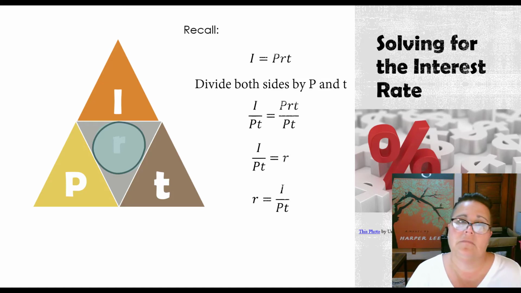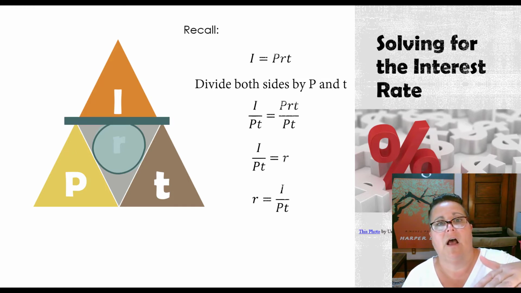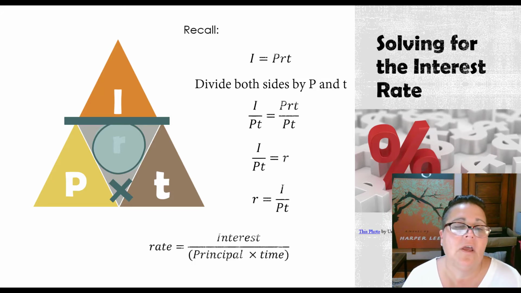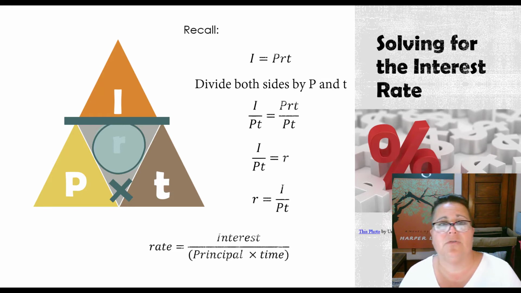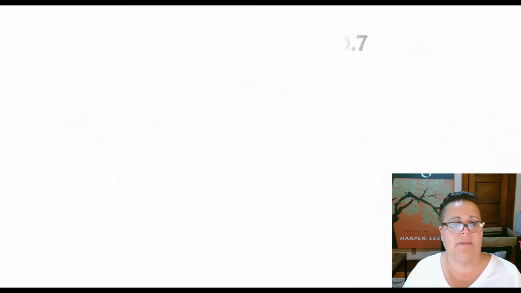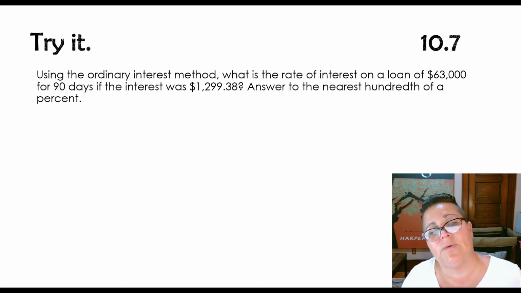In the magic triangle, you can see the clear divisor line above and below. So we've got an I in the numerator, and then we've got a P times T in the denominator. So this is what gives us our formula from the magic triangle. And we can see that the rate is equal to the interest over principal times time. And for our next problem then, we have the ordinary interest method. What is the rate of interest on a loan of $63,000 for 90 days if the interest was $1,299.38? We want to answer to the nearest hundredth of a percent.